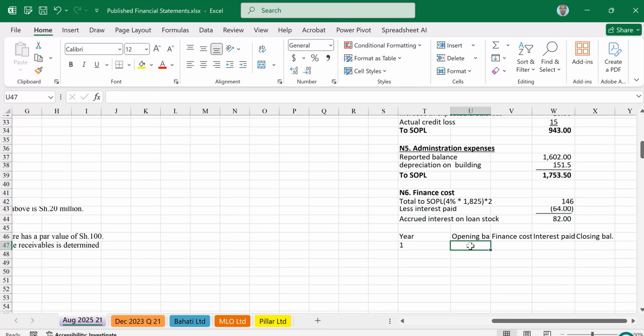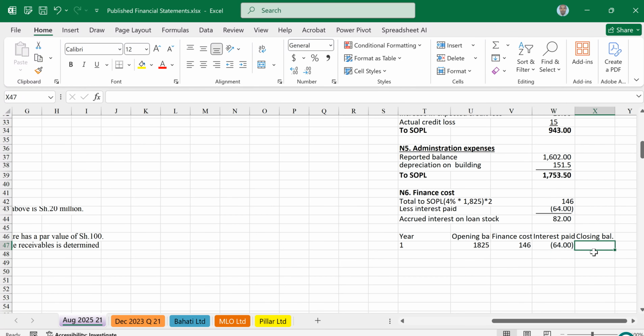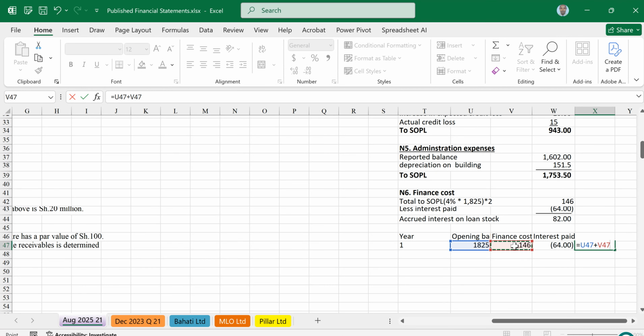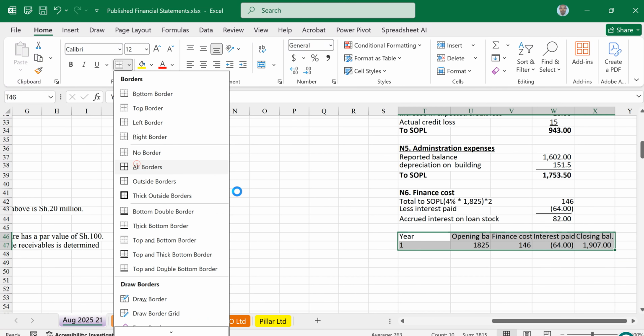Now the opening balance of the loan was 1825. So equal sign 1825. The finance cost is 146. We've gotten 146. The interest paid is 64. Then what is the closing balance? Now the closing balance will be the opening balance. You add the finance cost of 146, then you less the 64 because it's a negative. So that can be a table representing how the loan was amortized.